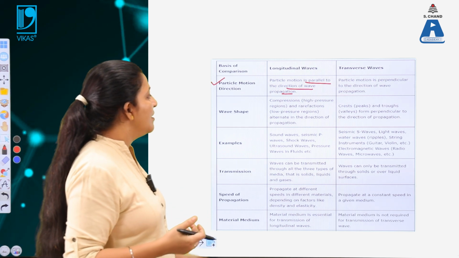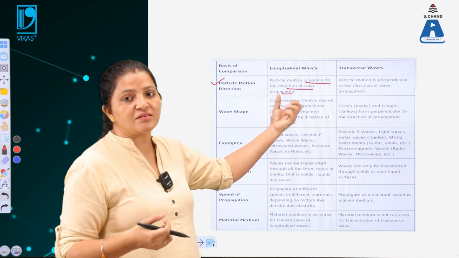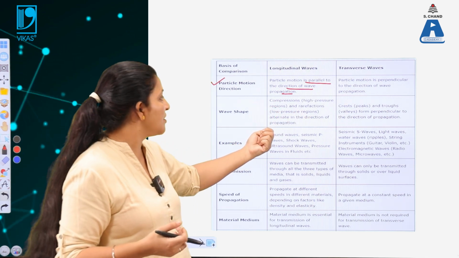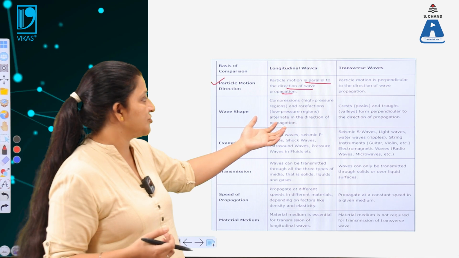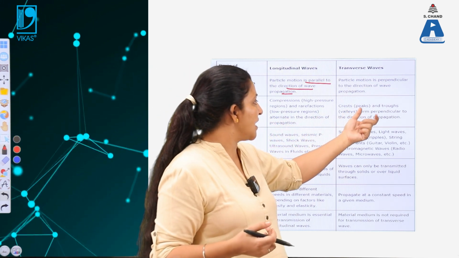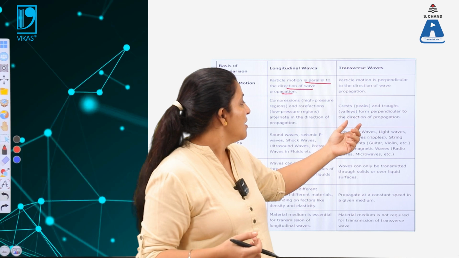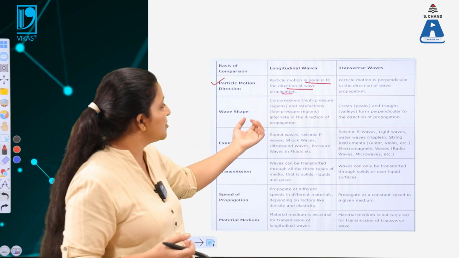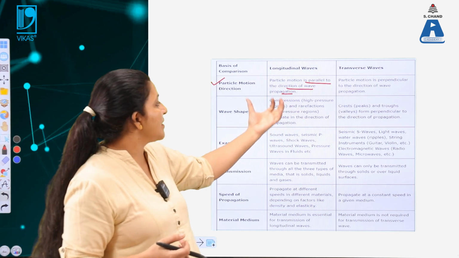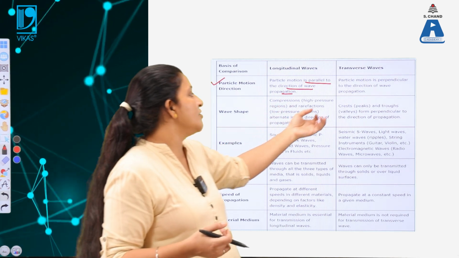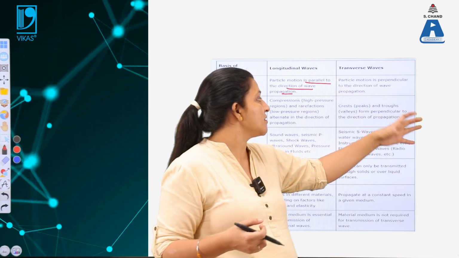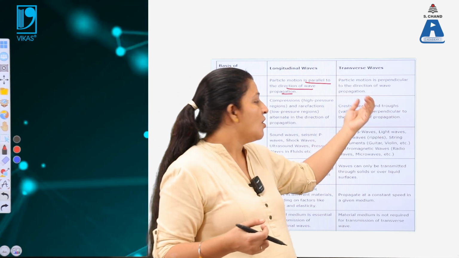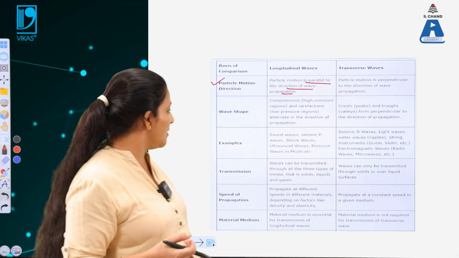Next is the wave shape. In the longitudinal wave, there are compressions and rarefactions. Compression means a high pressure region, rarefaction means a low pressure region, alternating in the direction of propagation. In the transverse wave, there are crests and troughs, or peaks and valleys, in the direction perpendicular to propagation. So in the longitudinal case, the information is passed from one place to another by compressions and rarefactions. Here the information is passed from one place to another in the form of peaks or troughs, that means crests or troughs, or peaks or valleys, from one point to another.